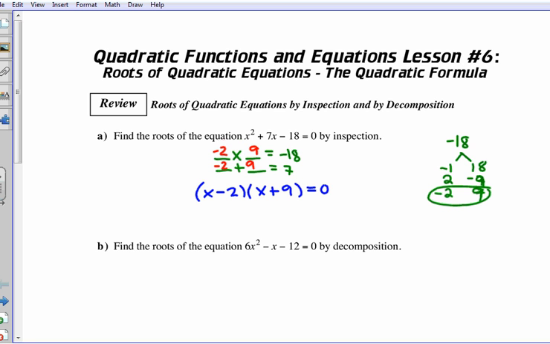So we're almost done. So now what are the solutions? What are the roots? x equals positive 2, negative 9 would be the roots, because that's what would make it a zero product. That's it.